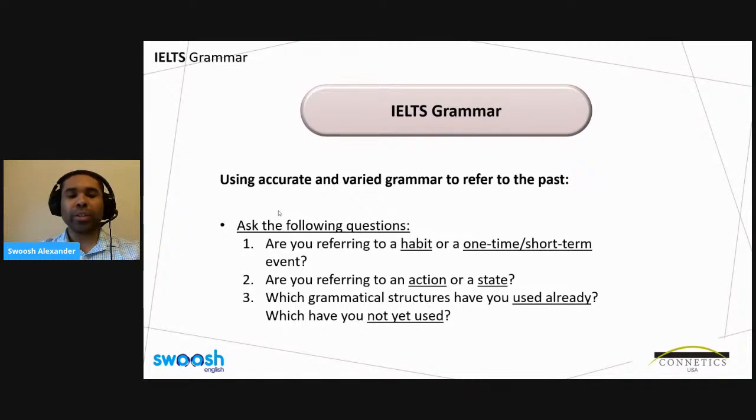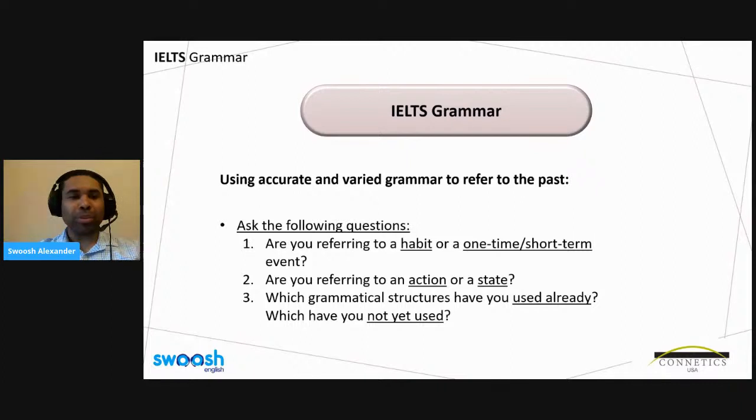First of all, are we writing about a habit, or is it a one-time or short-term event? The rules for grammar will be different depending on which of those situations we are writing about or speaking about. The second question is, are you referring to an action or a state?